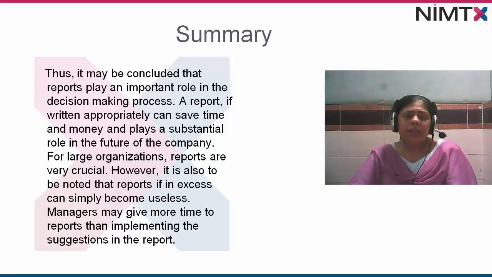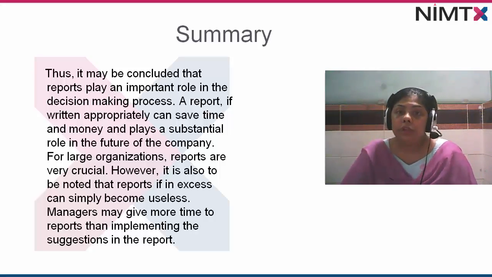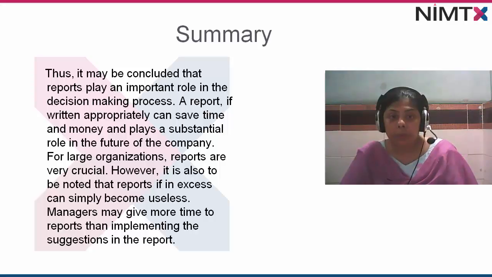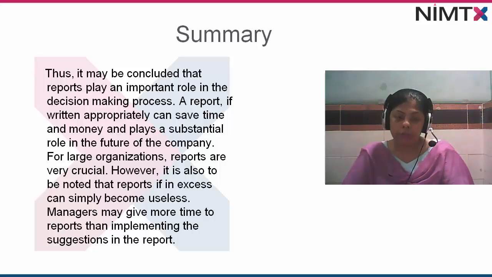It may be concluded that reports play an important role in the decision-making process because senior management doesn't have time to keep an eye on each and every department in a large organization. So they get an idea from these reports about what is happening in a particular department. A report, if written appropriately, can save time and money and plays a substantial role in the future of the company because it gives suggestions on what improvements can be done in the company. For large organizations, reports are very crucial.